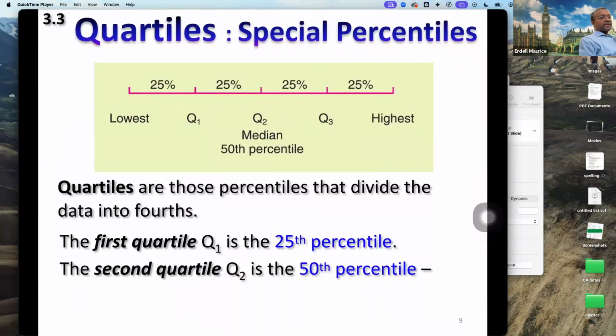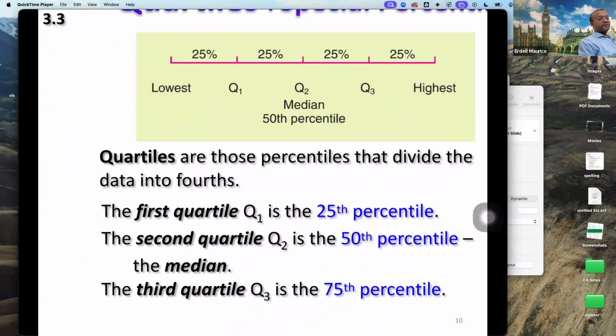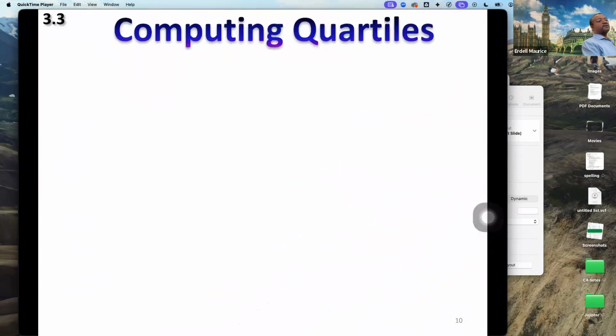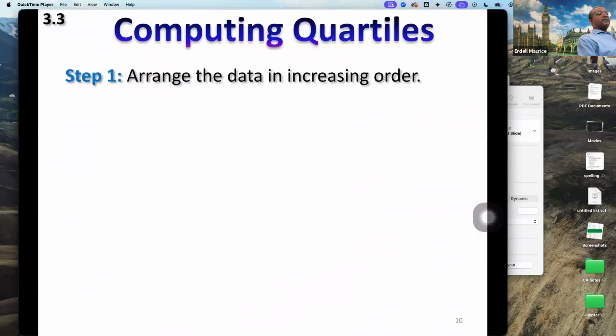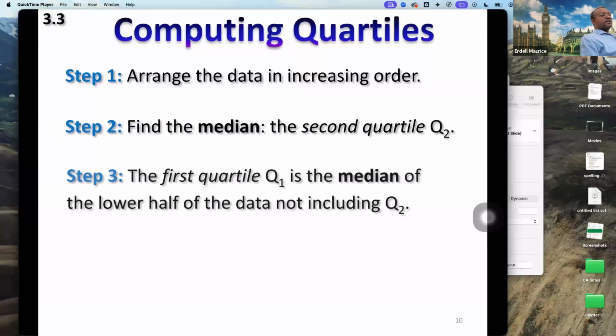We talked about this already. Divide them into fourths: first, second, third, and fourth quartiles. All right, so on to computing quartiles. It turns out that finding quartiles is actually pretty easy. Whenever they ask you to find your quartiles, the first thing you need to do is simply find the median, because the median is going to be Q2, correct? So the first thing to do is find the median.